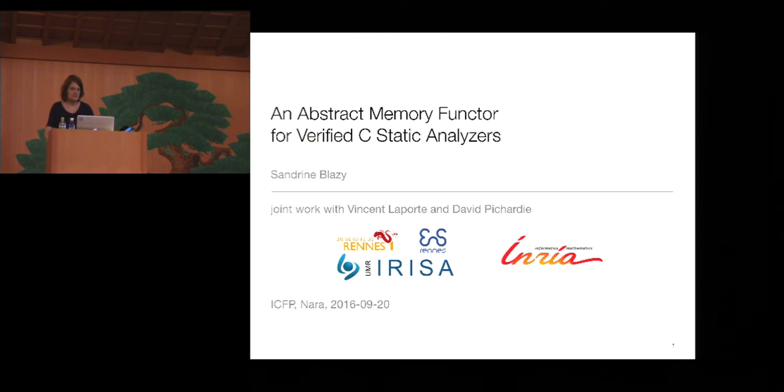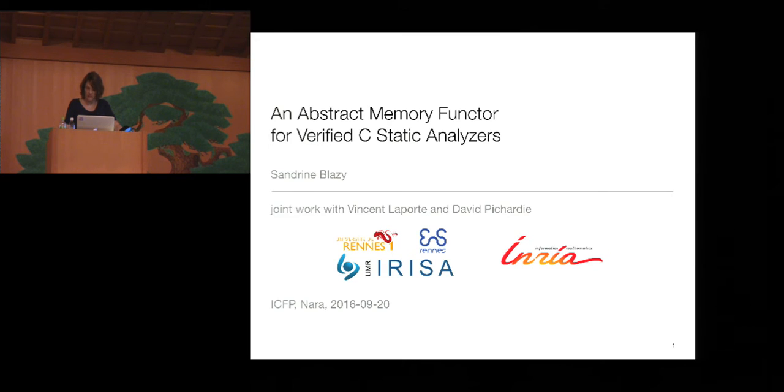So I'm going to present a joint work with Vincent Laporte and David Pichardie, who was introduced in the previous talk. Like the previous talk, the context of this work is formal verification, using a proof assistant, of static analysis by abstract interpretation. Here in our static analyzer, the difference is that it operates over the C programming language.